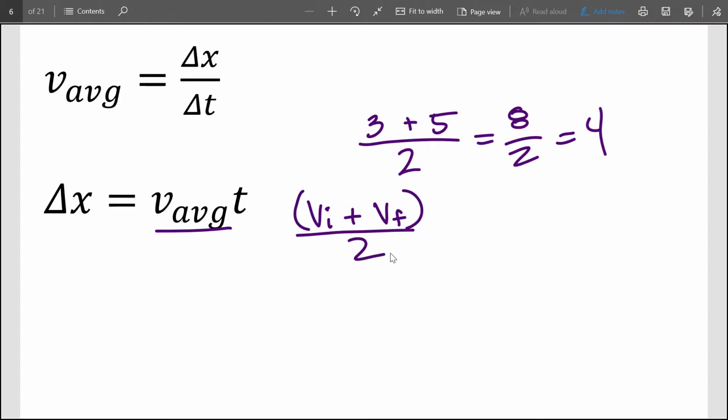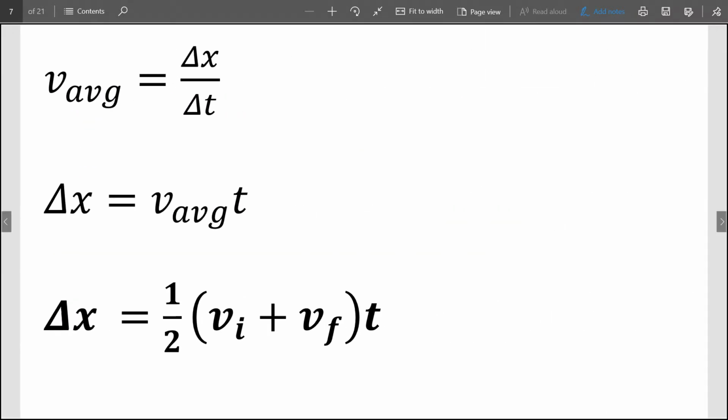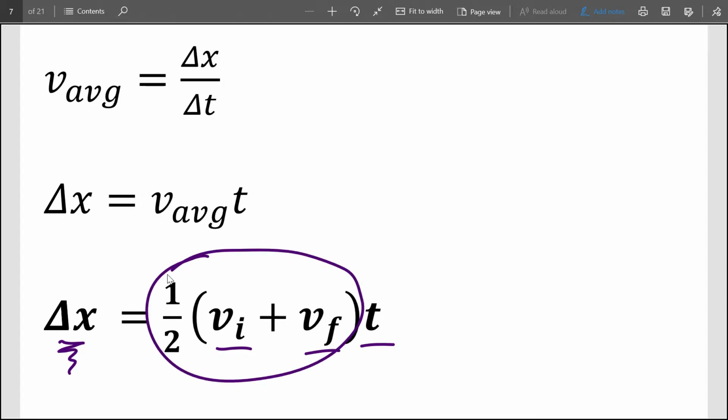That's all I'm doing. So delta x is V sub average, which is this right here, times time. And there it is right there. So instead of dividing by 2, I'm multiplying by 1/2, but that is an equation that is on the equation sheet, giving me the displacement in terms of initial velocity, final velocity, and time. So displacement is 1/2 initial velocity plus final velocity times time. And every time you see that, just remember that is the average velocity. That's all that is. It's a fancy way of saying average velocity. All right.